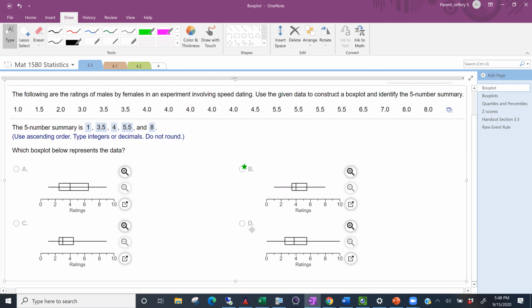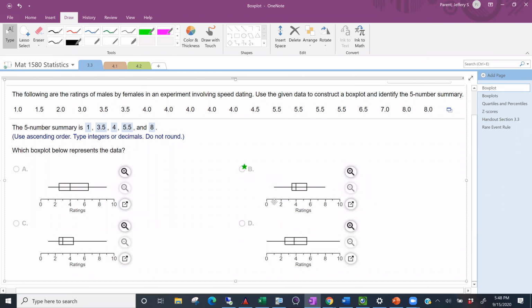Good. What else can we eliminate and why? A and C for the same reason, except for the minimum, but both are too far. A and C go up to a maximum of 9, but there's no 9 in our data set. So again, you can eliminate those. And once you've eliminated those, you can stop. The only choice that's going to work is B.